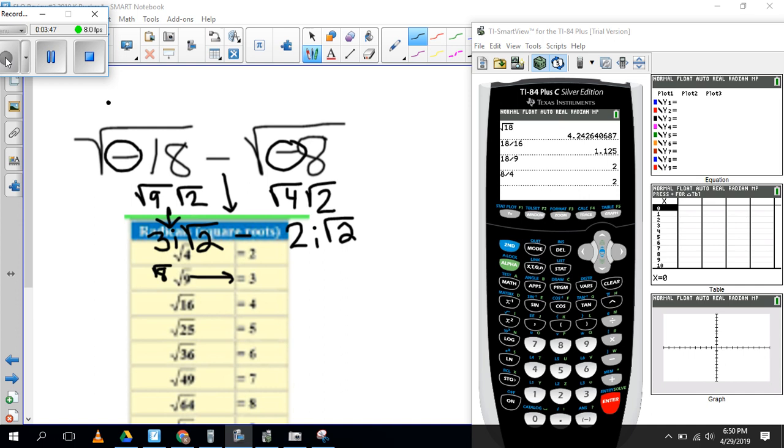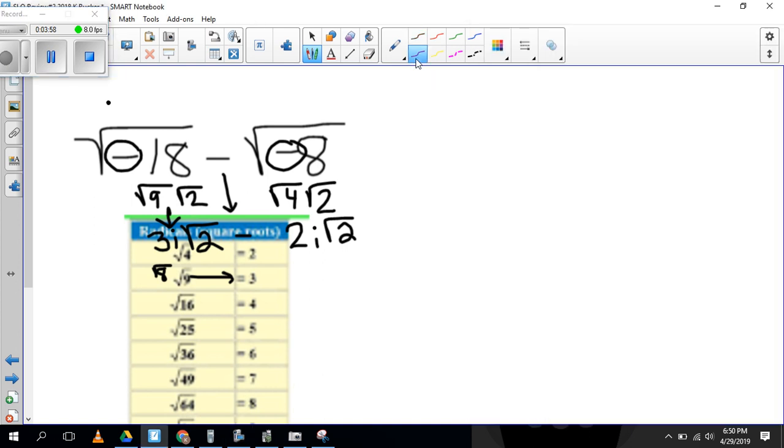Okay, your final step is to subtract if you can. You're only going to subtract if they have the same radicals. And that's just another name for saying square roots. So if you look here, I'm going to bring this out. We got 3i square root of 2 minus 2i square root of 2.